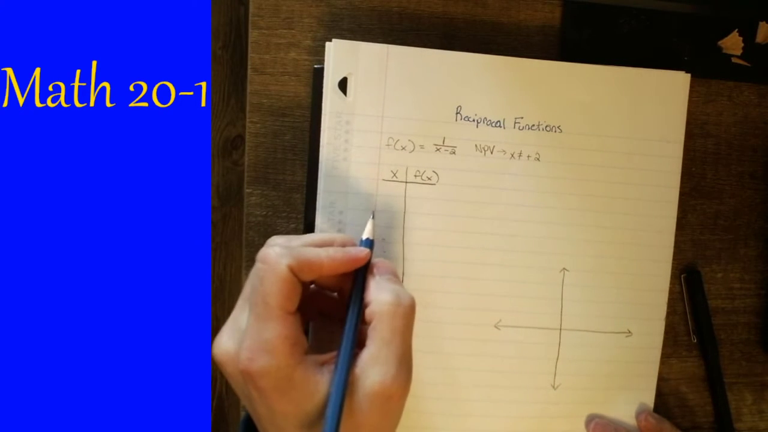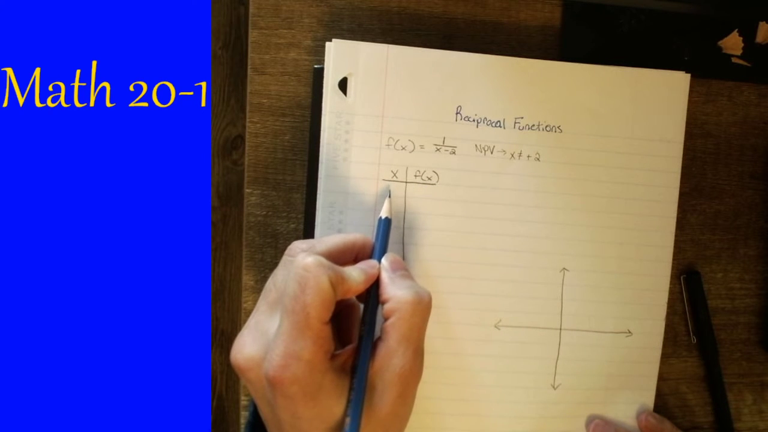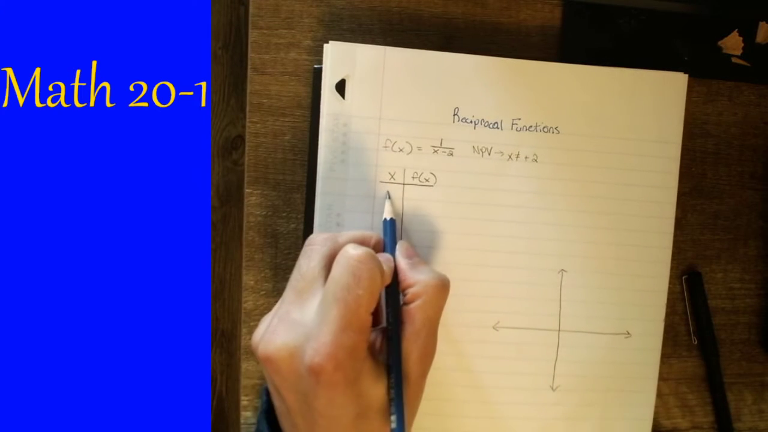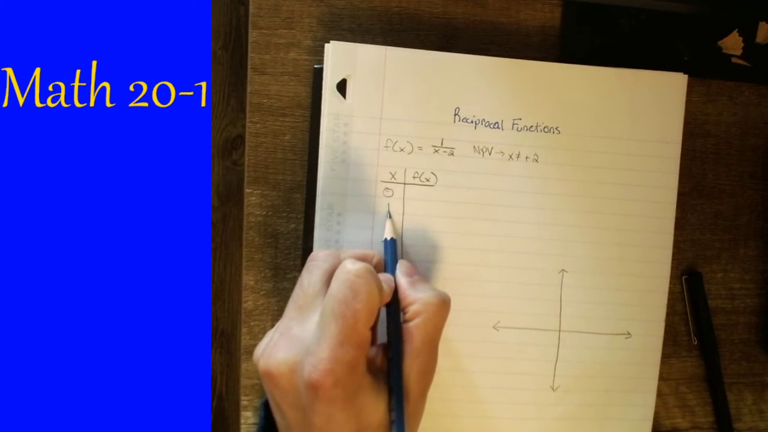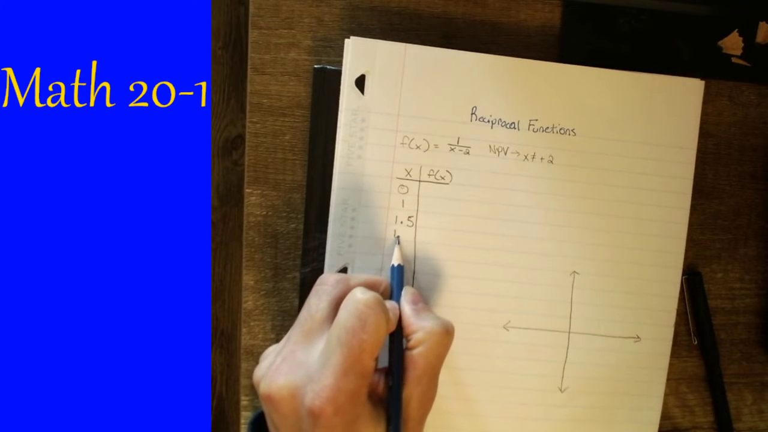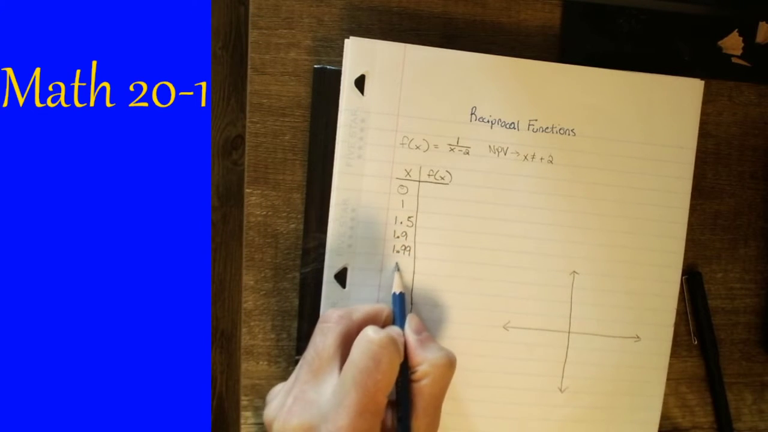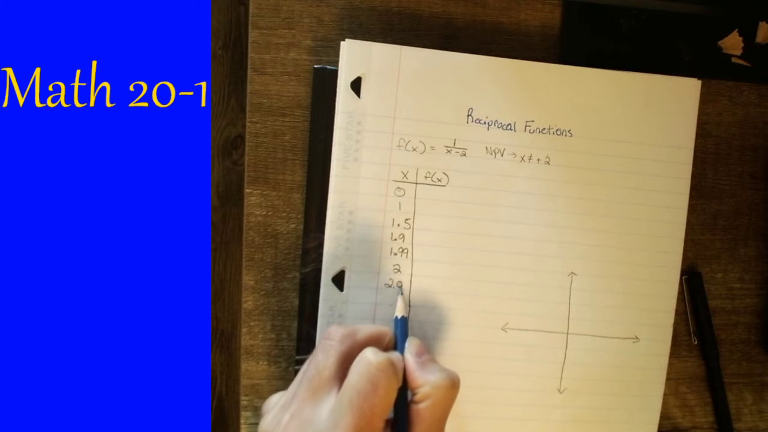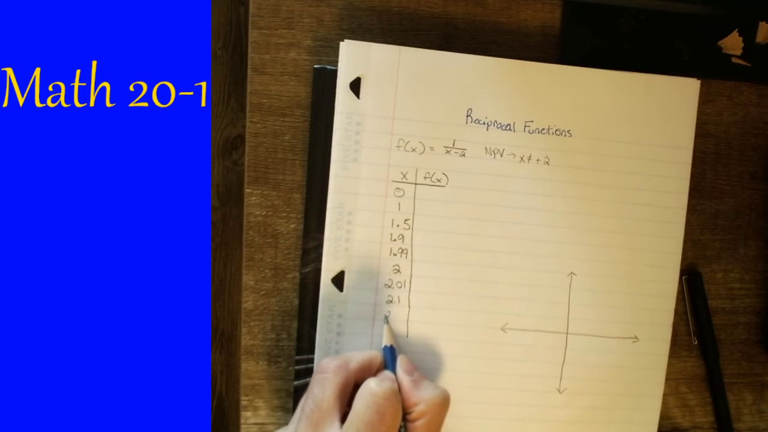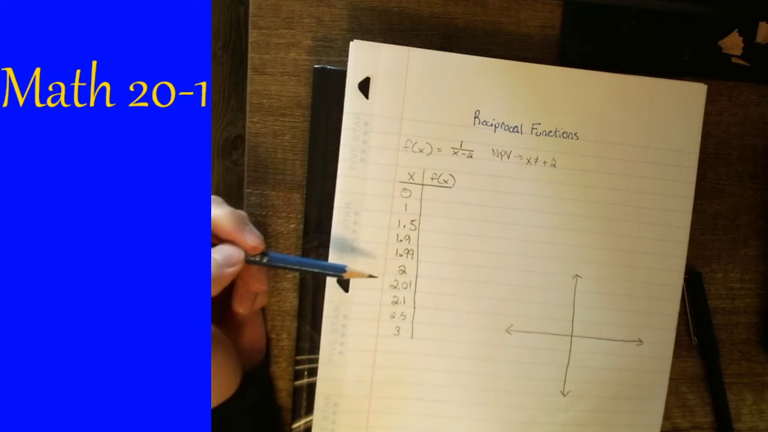So let's go ahead and actually see how f of x looks when we get close to positive 2. So I'm going to start with 0, 1, 1.5, 1.9, 1.99, 2, 2.01, 2.1, 2.5, and 3. And so there's a little bit of symmetry behind this.